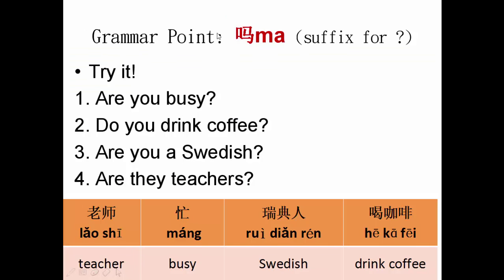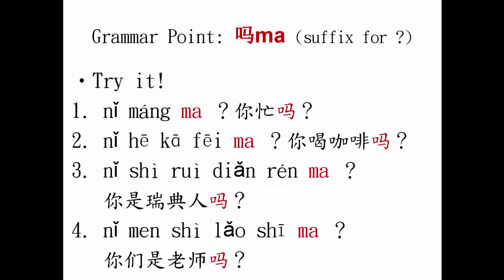Now, let's try it. We have to practice how to use 吗. Are you busy? A question sentence. Do you drink coffee? Are you Swedish? Are they teachers? So the keywords are here. 老师, teacher. 忙, busy. 瑞典人, Swedish. 喝咖啡, to drink coffee. You can stop here again and try to make the sentences by yourself. And then after you finish your sentences, you can keep playing, then let's check the answers.